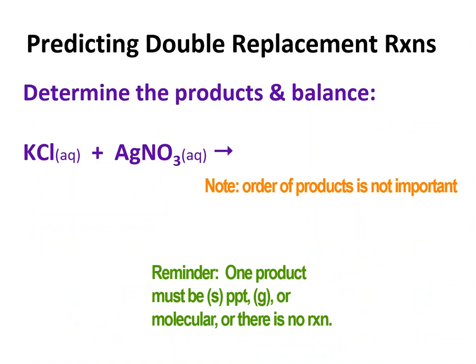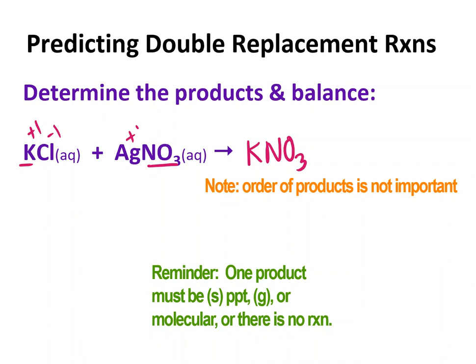We're going to do a few more of predicting the products and see some different things that can happen. Again, the order of the products is not important. I could put the potassium compound first or the silver compound first. I'm going to go ahead and put the potassium compound first. So potassium is going to go front part of this one with that part of that one. It's going to go with nitrate.